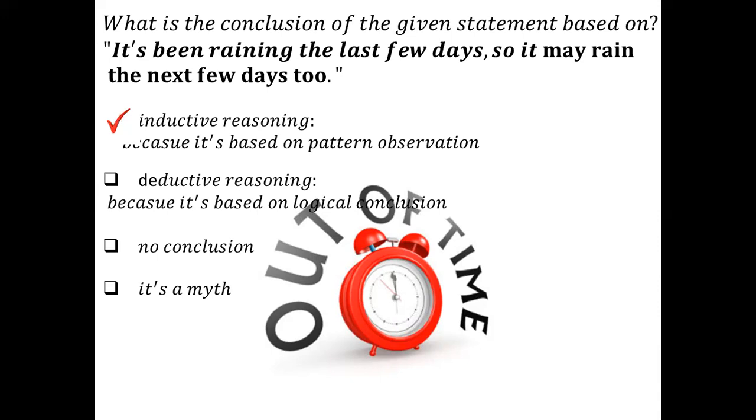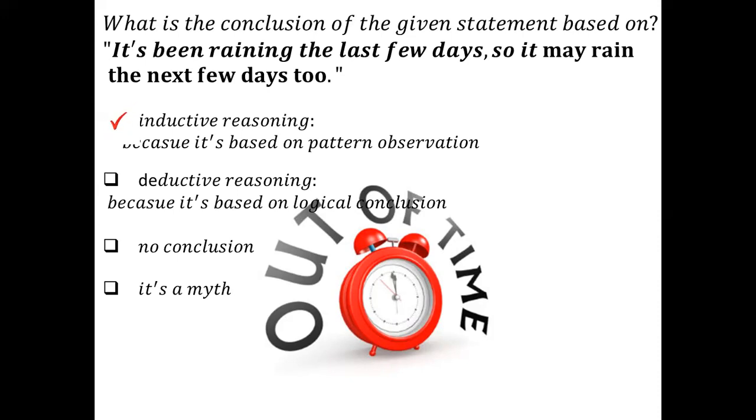Now, inductive reasoning is definitely based on patterns. Observation of patterns means if something has been happening continuously, they predict that it may happen again. But inductive reasoning is not always true. So this is based on inductive reasoning because they're saying that because it was raining the last few days, it will rain the next few days. But it may not happen too, so this may happen or may not happen.